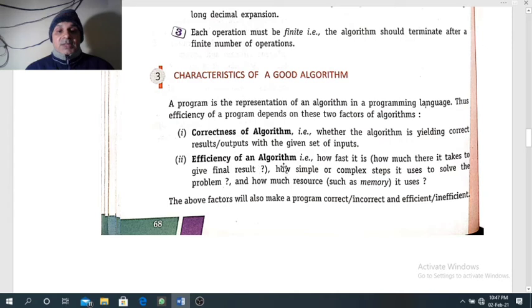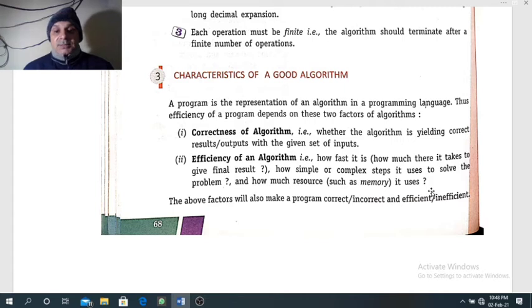Second one, efficiency of an algorithm. Efficiency means to perform a task in a quick time without wasting so many resources.